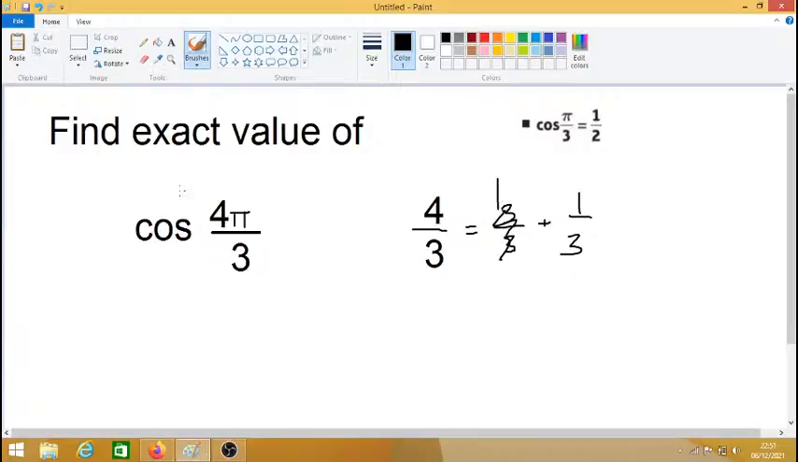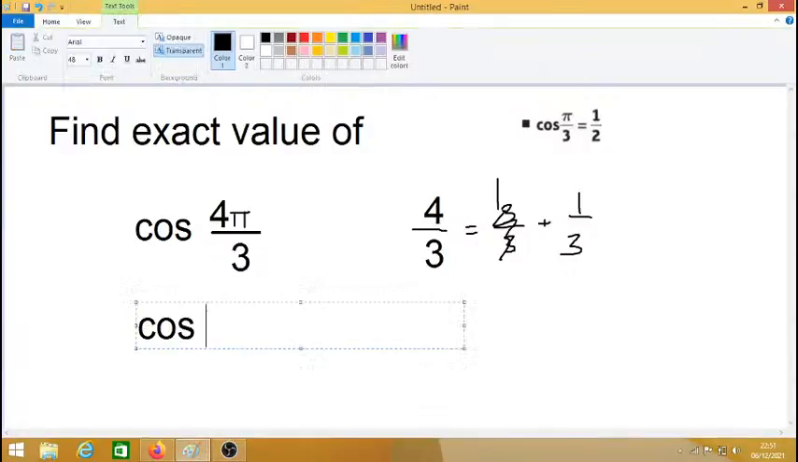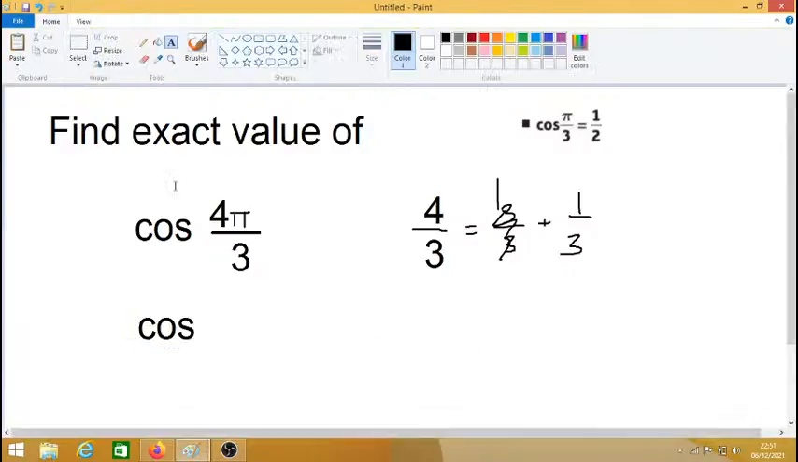So similarly, if I was to do that here, then I would say the cosine of 4 pi over 3 is really 3/3 pi plus 1/3 more, 1/3 of pi. And 3/3 is really a whole, so I can delete the 3/3. Then I'm left just with pi. So the cosine of pi plus 1/3 of pi.